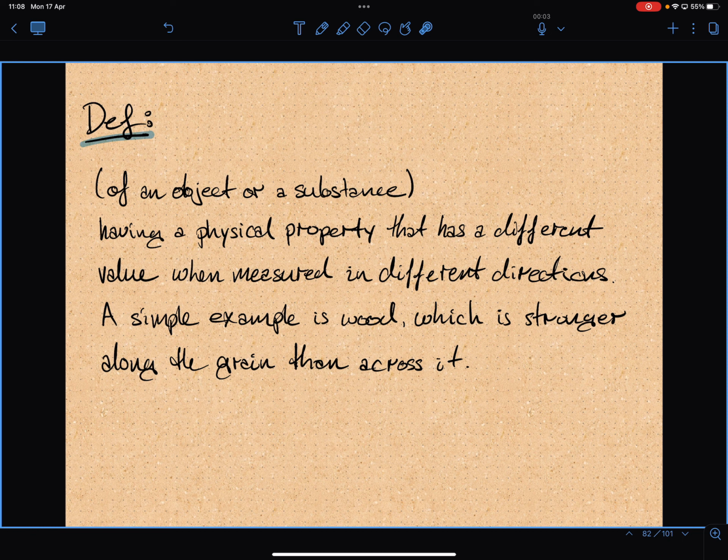Definition of an object or substance having a physical property that has a different value when measured in different directions. A simple example is wood, which is stronger along the grain than across it. What is anisotropic? Bingo. That is the right answer. What is anisotropy? Technically, that's the question, right? Yeah, that's a question, yeah. Anisotropy.